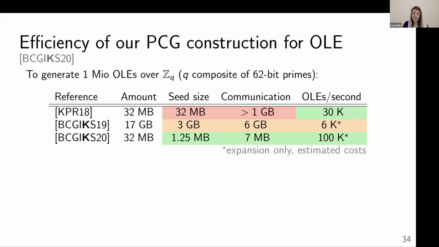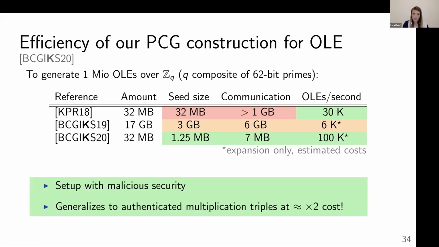So this is a nice property. And further, we also get malicious security, basically making the distributed point functions setup from Doerner and shelat maliciously secure, and it generalizes to authenticated multiplication triples at very low cost. This is a nice property of the linearity of learning parity with noise: going from triples to authenticated triples is almost for free.